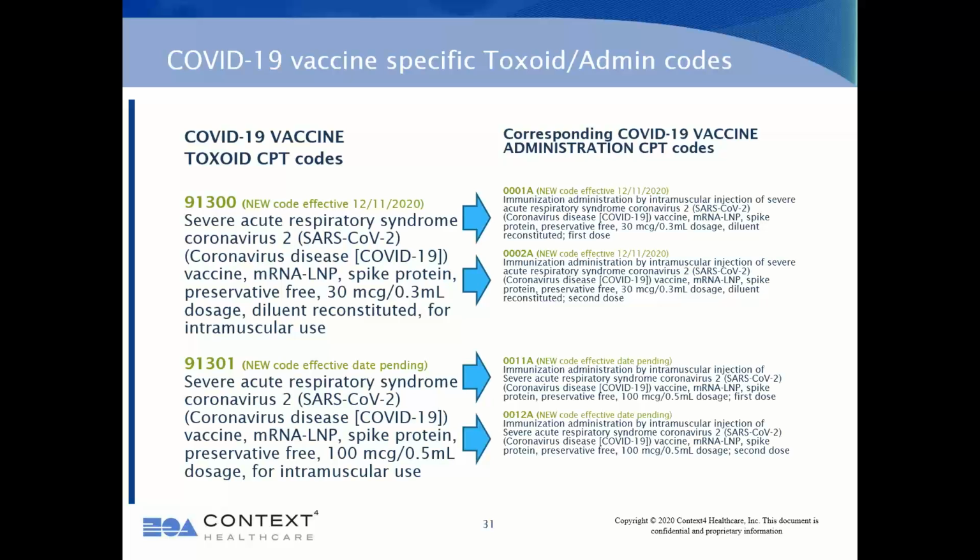Right. So if you look at one patient over time who's gotten the Pfizer 2 doses, you're going to see 91300 0001A on day 1, and then 3-4 weeks later, when they come back for their second dose, you're going to see 91300 because they're going to get another vial, and then they're going to get 0002A with that second visit, which is the $28 or so, whatever that was, for the administration cost of the second dose.